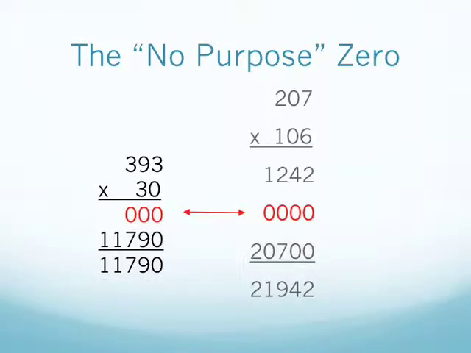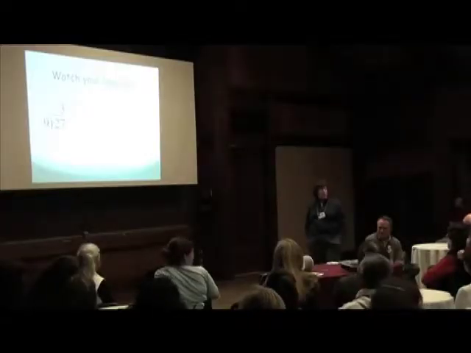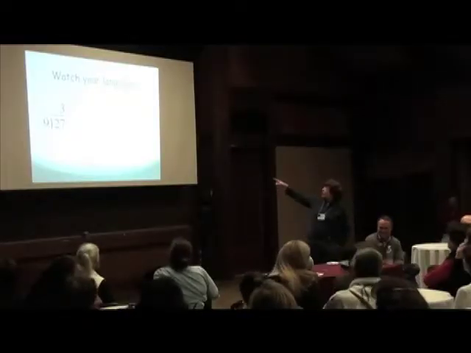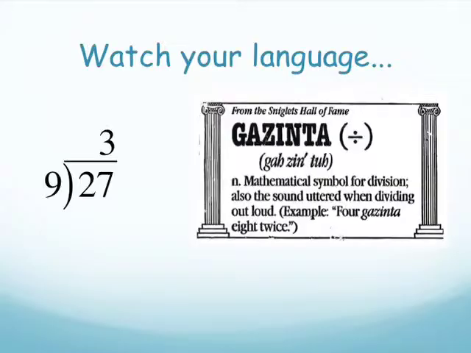Then we come to multiplication in the 5th grade and we have the no-purpose 0. We teach them how to multiply step by step. So if I am multiplying by 30, I have to do 0 times 3, 0 times 9, 0 times 3. And for some reason, when I used to point that out to the kids, they had no idea what I was talking about. So I want you to all read that problem out loud. And how many of you say 9 goes into 27?